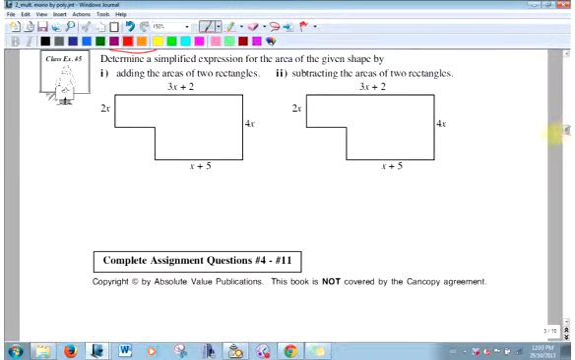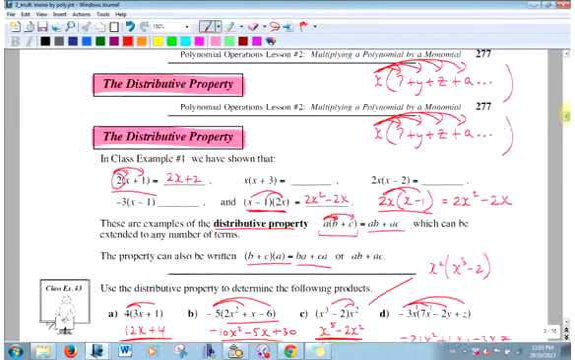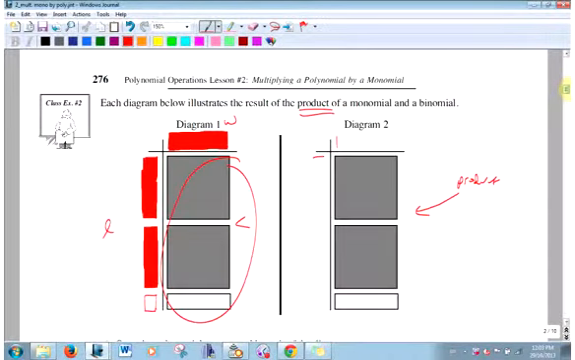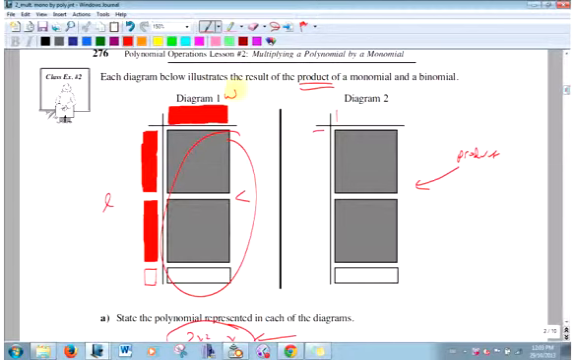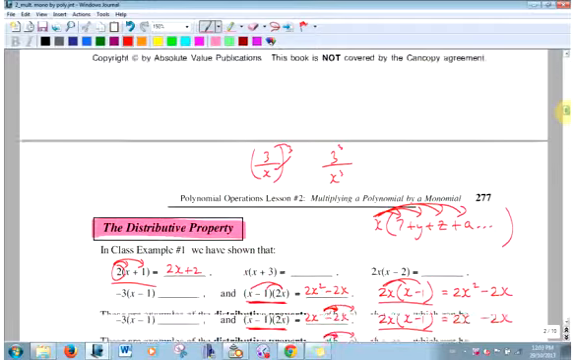Okay, last one. Determine a simplified expression for the area of the shape. Remember, every one of these questions I said think of area. That's like area. Okay? Length times the width is the area. We're going to get some area things in here. I know it's not measurement chapter.